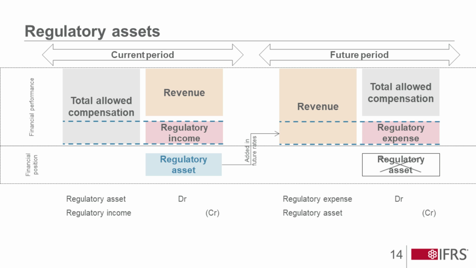Therefore, a regulatory asset is defined in the exposure draft as an enforceable present right created by a regulatory agreement to add an amount in determining a regulated rate to be charged to customers in future periods, because part of the total allowed compensation for goods or services already supplied will be included in revenue in the future.